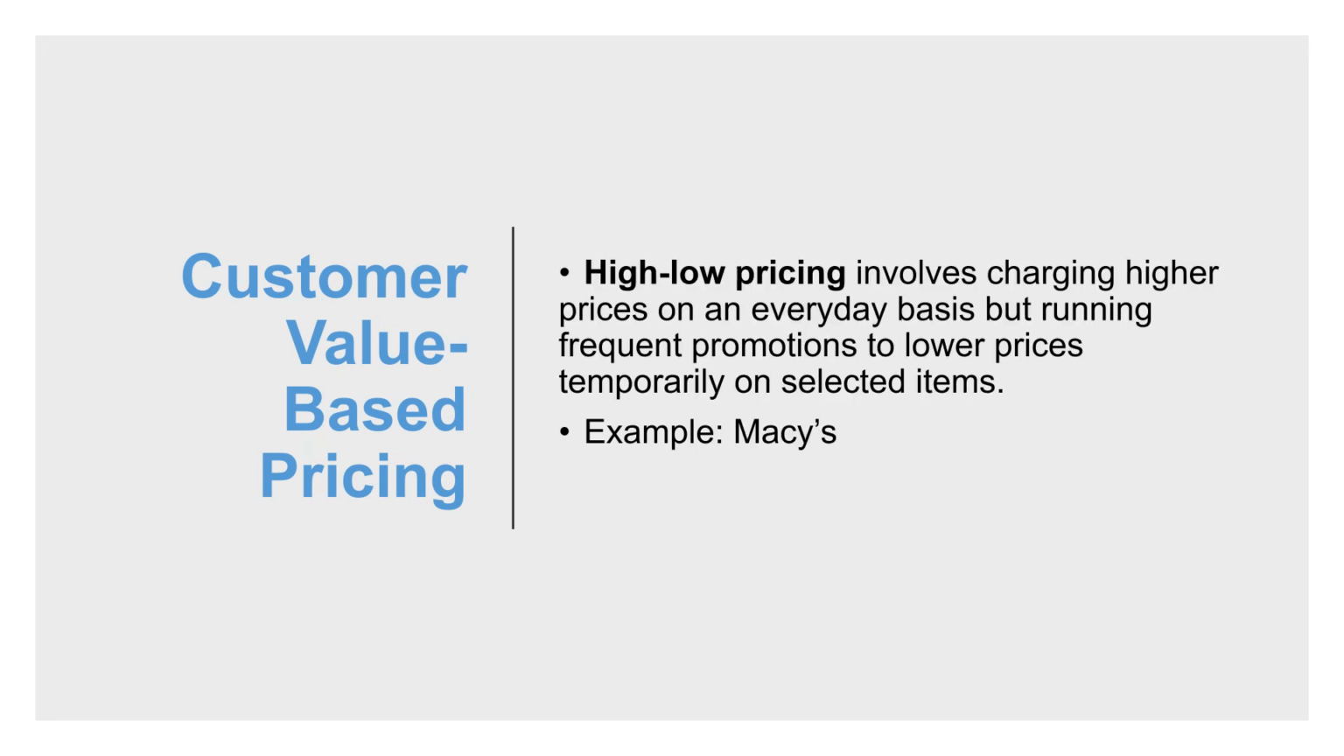High-low pricing involves charging higher prices on an everyday basis, but running frequent promotions. The best example of this is Macy's. Macy's says that a t-shirt costs $45, and then we know for a fact that every week they're going to charge 40% less. And then a couple of weeks later, they'll charge 60% less, and then they'll go on sale. It's that standard high-low pricing.